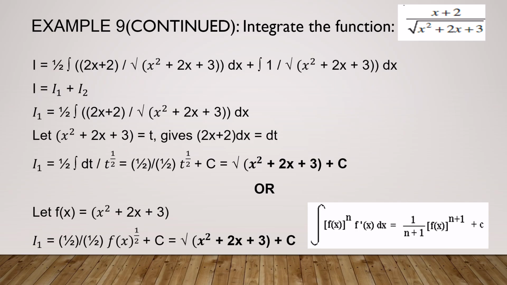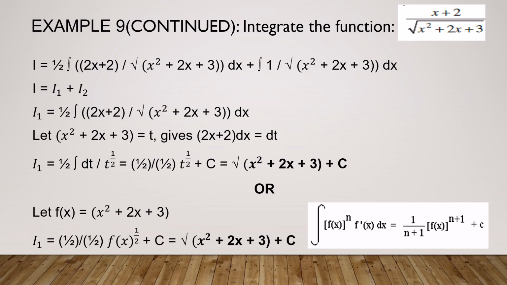Integral of f(x) raised to n into f dash of x is 1 upon n plus 1 f(x) raised to n plus 1. Again I am telling you this is a shortcut method. It makes it very easy. In this case just consider f(x) as x square plus 2x plus 3. And your f(x) is raised to minus half because it is 1 upon root. Your n is minus half, so it is 1 upon minus half plus 1, is 1 upon half. And f(x) raised to again minus half plus 1 means half. So f(x) raised to half means root of f(x).